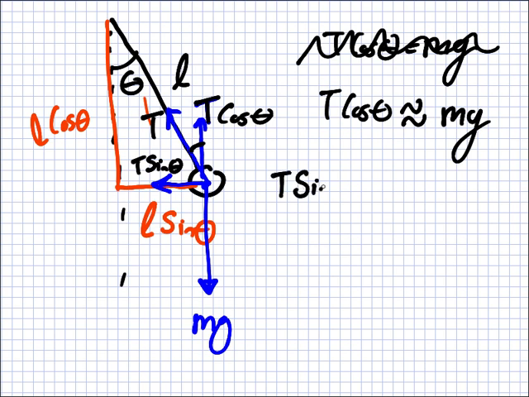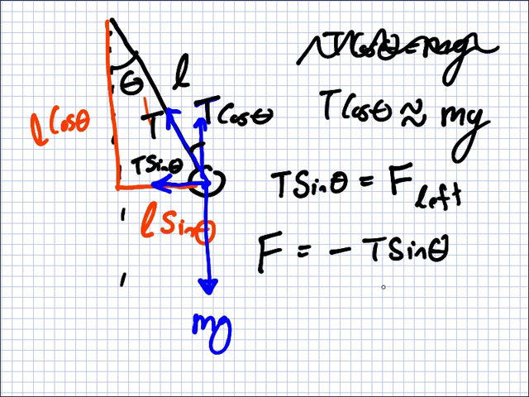What is the T sine theta doing? That is a force making it move to the left, isn't it? Yeah. So what you can say is the force is equal to minus T sine theta. Now, I'm going to draw this triangle again here. I'm just going to call this distance here x, and this distance here L, and this here is theta. Yeah? Okay.